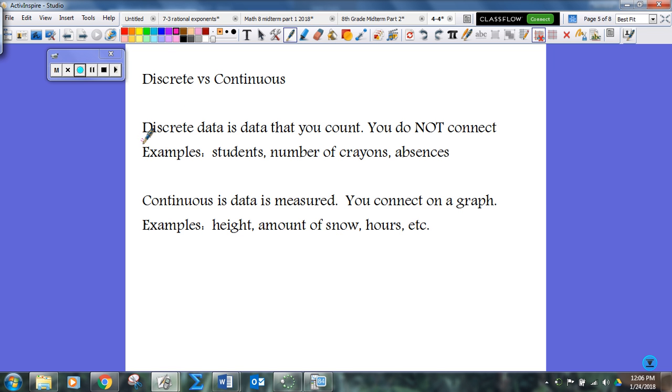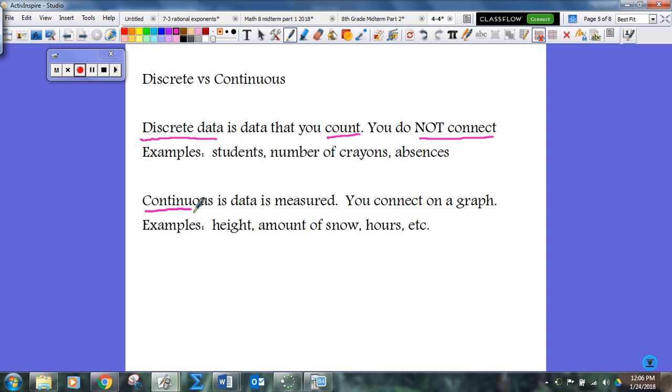So discrete data is data that I count. So these are things that I would not connect on my graph. Examples of things that I count: students, number of crayons, number of absences, tires, shirts, hats, anything that I count.